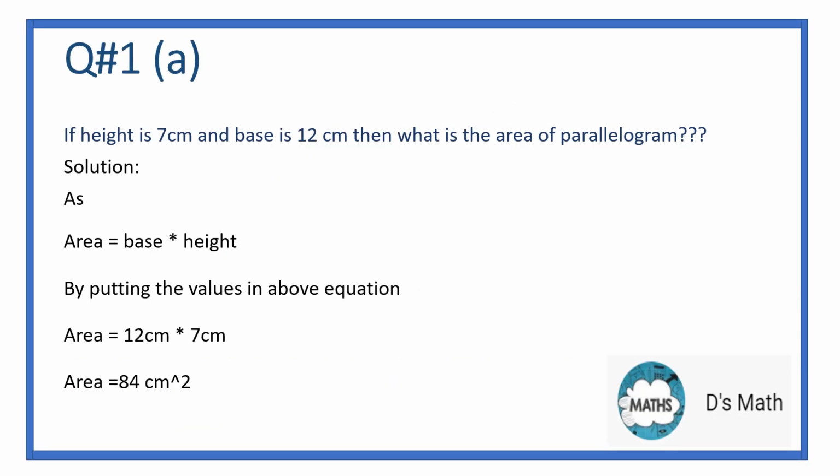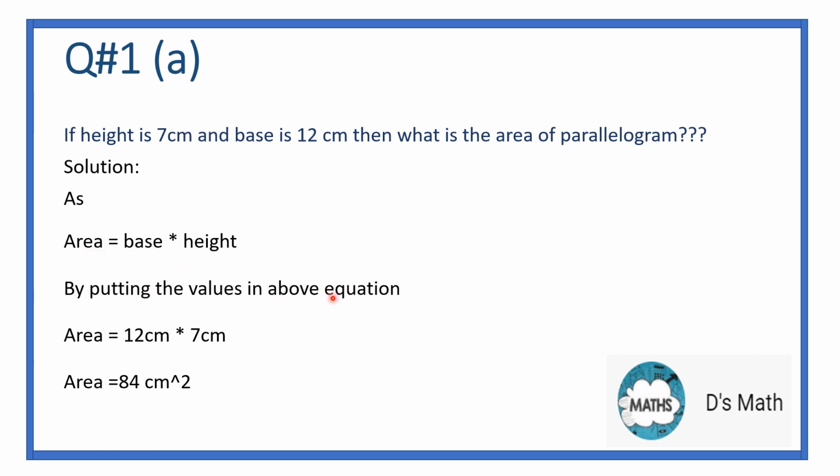Okay, we are going to start our exercise 13B, question number 1, that is part A of Oxford D1 new edition. If height is 7 centimeter and base is 12 centimeter, then what will be the area of parallelogram? Now in this case we are given the height and we are given the base. Okay, and we know that the formula to calculate the area of a parallelogram is base into height.